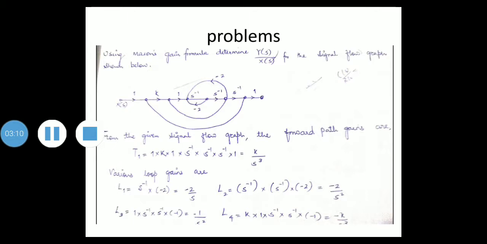Next, the fourth loop is this one: k into 1 into s raised to minus 1 into s raised to minus 1 into minus 1. Got it? So this is the fourth loop, which comes equal to minus k by s raised to 3.